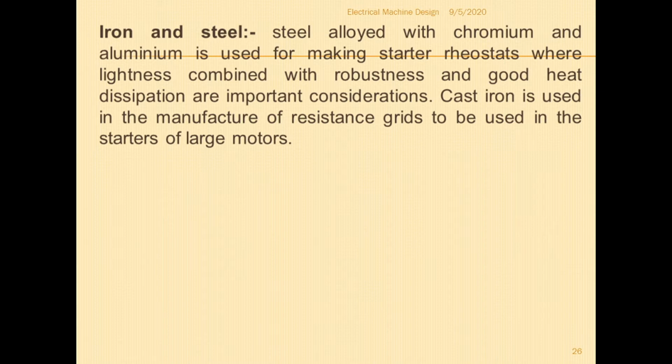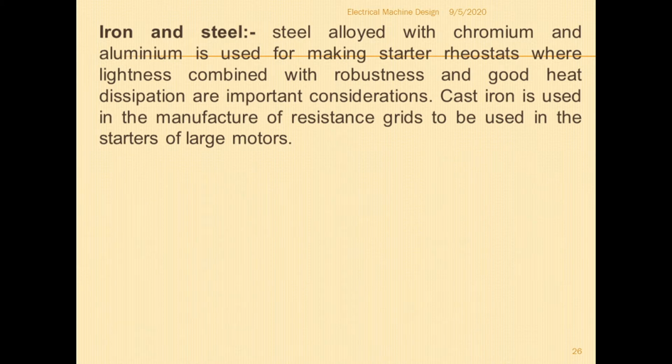So steel alloyed with the chromium material and aluminum is used for making starters, rheostats, where lightness combined with the robustness and good heat dissipation are important considerations. So when steel is alloyed with the chromium and aluminum, the material which is obtained is used for making the starter rheostats, which has light weight and is robust, and has good heat dissipation.